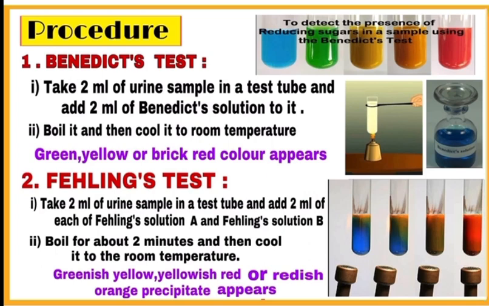See the second test, it is the Fehling's test. Here also take 2 ml of urine sample in a test tube and then add 2 ml of each of Fehling solution A and Fehling solution B. Then boil it for about 2 minutes and cool it to room temperature. We can see greenish yellow, yellowish red or reddish orange precipitates.